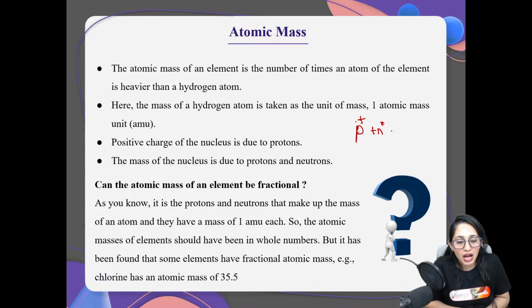So the atomic masses of elements should have been whole numbers. But it has been found that some elements have fractional atomic mass. For example, chlorine has an atomic mass of 35.5. What is the reason behind that? How are we going to calculate it?